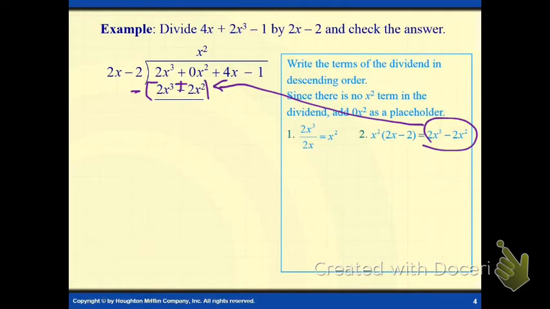So the 2x cubes cancel out, right? Remember, that has to happen. So the 0x squared plus the 2x squared is 2x squared. Now bring down the 4x, and we're going to start the process all over again. So the 2x squared divided by the 2x.